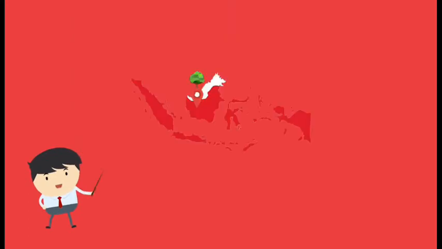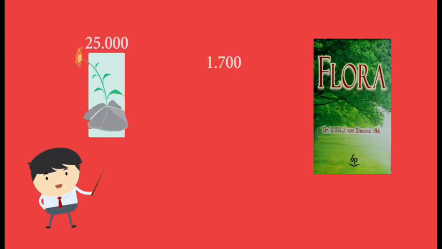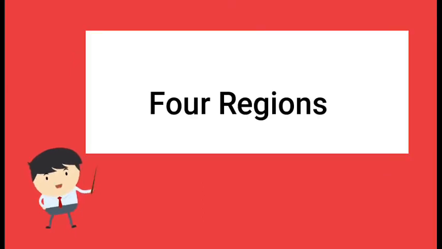Next, distribution of flora in Indonesia. According to Ponstein, a botanist, it is argued that there are about 25 kinds of flowering plants and 1,700 kinds of plants that do not flower. This flora area is divided into 4 regions.